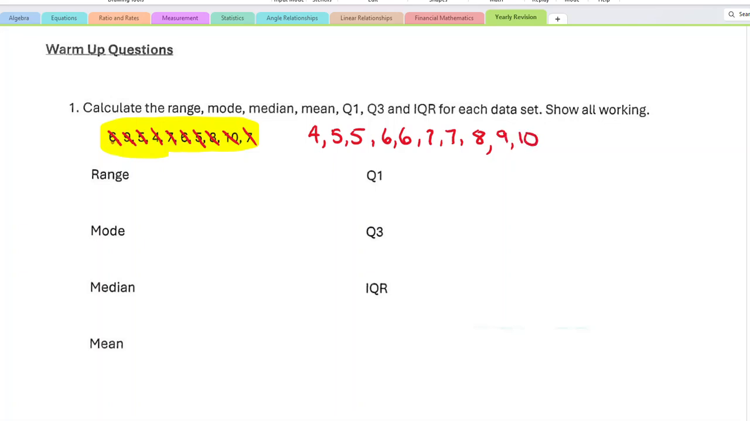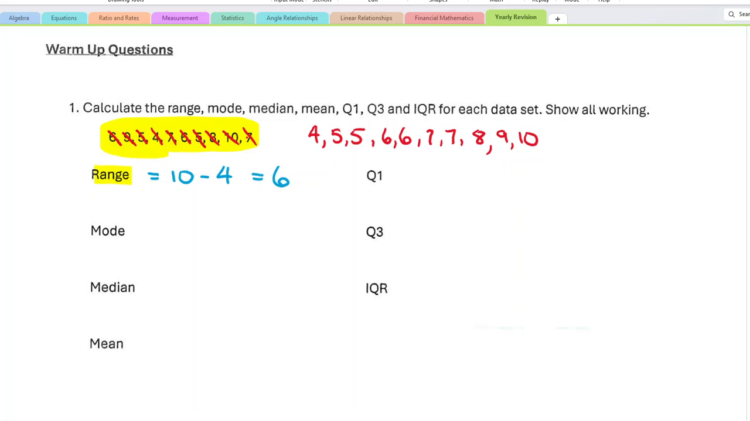So just counting to make sure I haven't missed any. 1 2 3 4 5 6 7 8 9 10 numbers to start with. 1 2 3 4 5 6 7 8 9 10 numbers once I've rearranged them. So that's a good sign. Okay, now to find the range is the highest number minus the lowest number. So the highest number I have is 10, the lowest number is 4. When I subtract them, I get a range of 6.